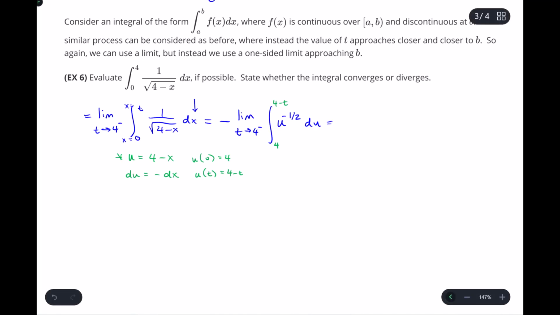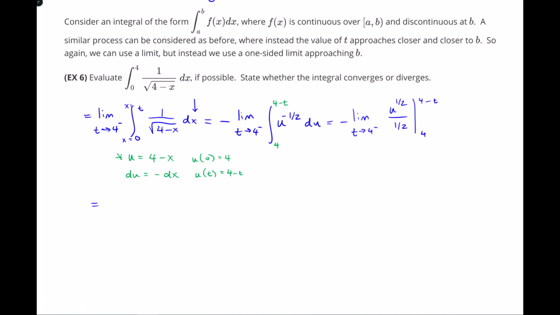Now, proceeding, we still have a negative out front, limit as t goes to 4 from the left. Integrating u to the negative 1/2, we would add 1 to our exponent, so that would become u to the positive 1/2 over that new exponent, evaluated from 4 to 4 minus t.